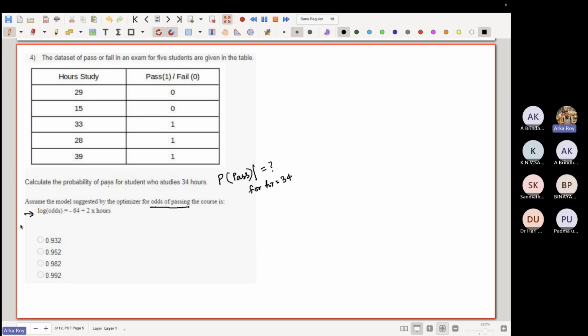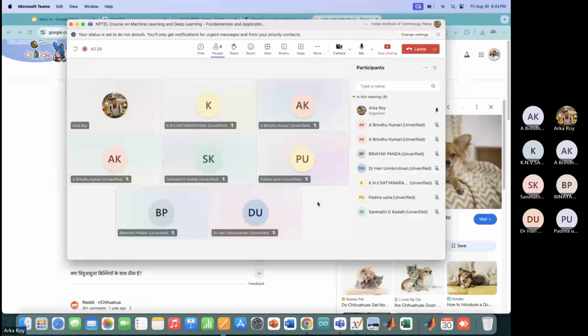So can any one of you tell me what the odds of an event are? Let's say you have event A. What is the odds of that event? Did any one of you solve this particular question?